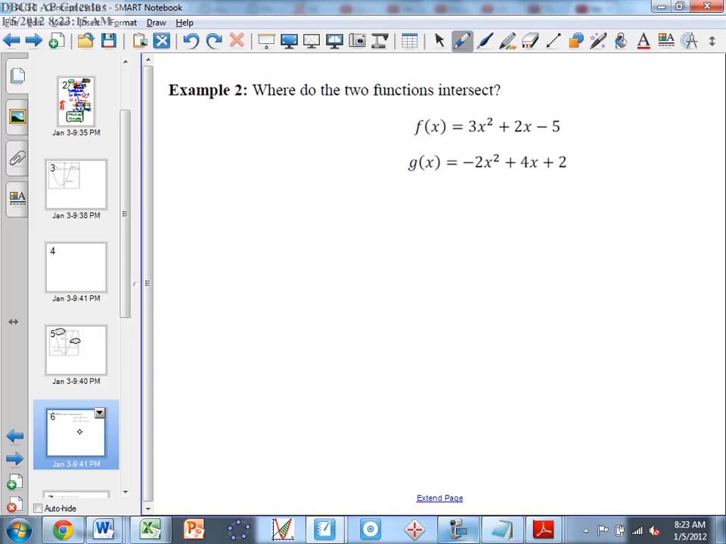All right, before we even get started, let's go to logic and think logically here. What does f of x really mean? And what does g of x really mean? So aren't they both solved for y already? Yeah. So what can I do to them? Set them equal. Very good.